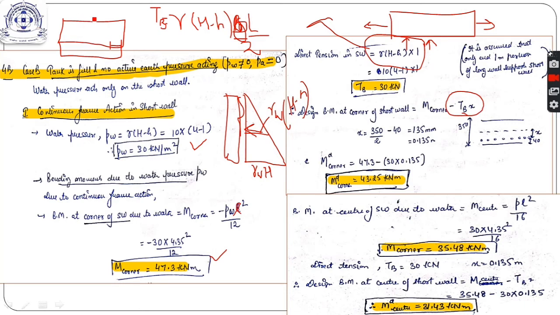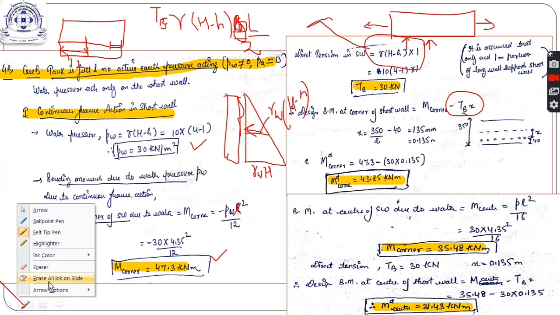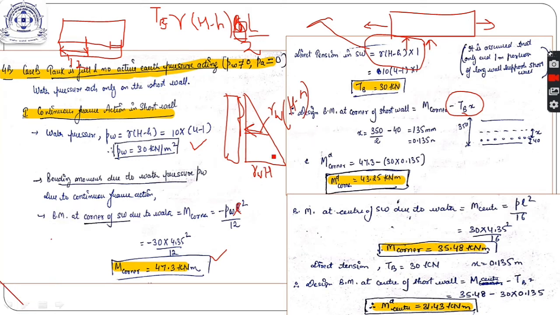In the case where L by B was less than 2, the whole length of the short wall was supported on half the length of the long wall. So we were taking it to be L by 2. But now only a 1 meter portion is supporting the short wall, so we are writing here 1 meter.